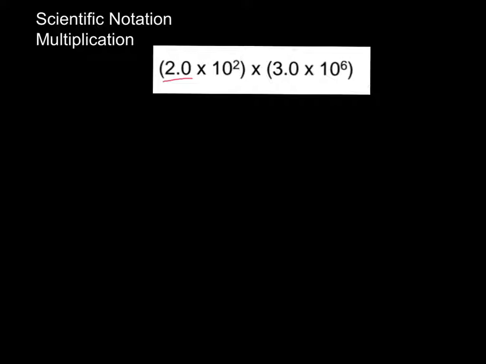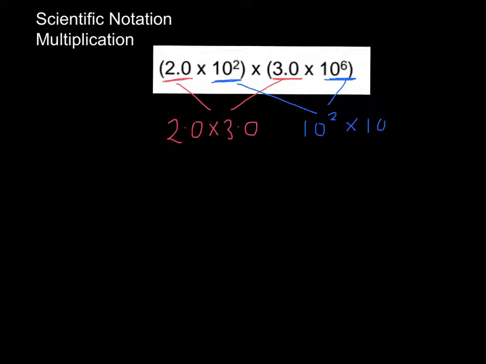First thing is to take the first part of the scientific notation and to multiply those two together. So 2.0 times by 3.0. Then we take the bases with the powers and we multiply those together. So 10 to the power of 2 times 10 to the power of 6. And they'll both be multiplied together.